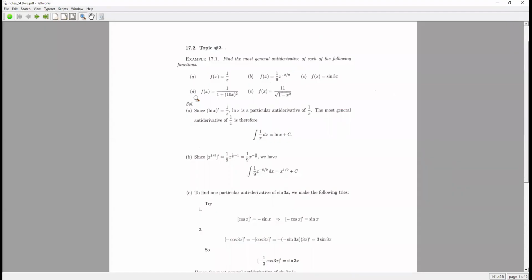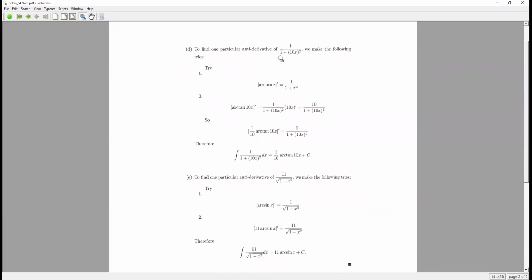Part D. Find the indefinite integral of this function. To find one particular antiderivative of the given function, we make the following two tries. We first try arctangent. By formula, the derivative of arctangent is 1 over 1 plus x squared. This function is close to the given function. Now, the second try. Try arctangent of 10 times x.